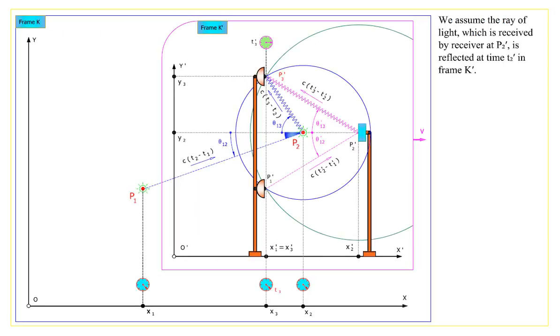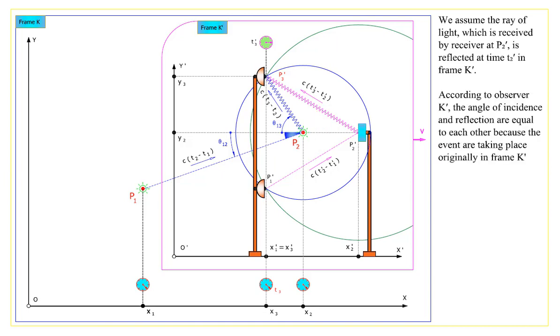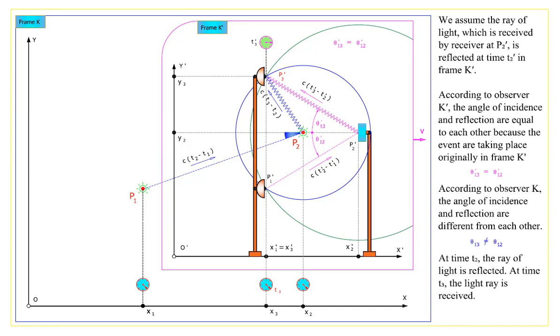We assume the ray of light, which is received by a mirror at P2', is reflected at time T2' in frame K'. According to observer K', the angle of incidence and reflection are equal to each other because the events are taking place originally in frame K'. θ13' equals θ12'. According to observer K, the angle of incidence and reflection are different from each other. θ13 is not equal to θ12'. At time t2, the ray of light is reflected, at time t3, the light ray is received.